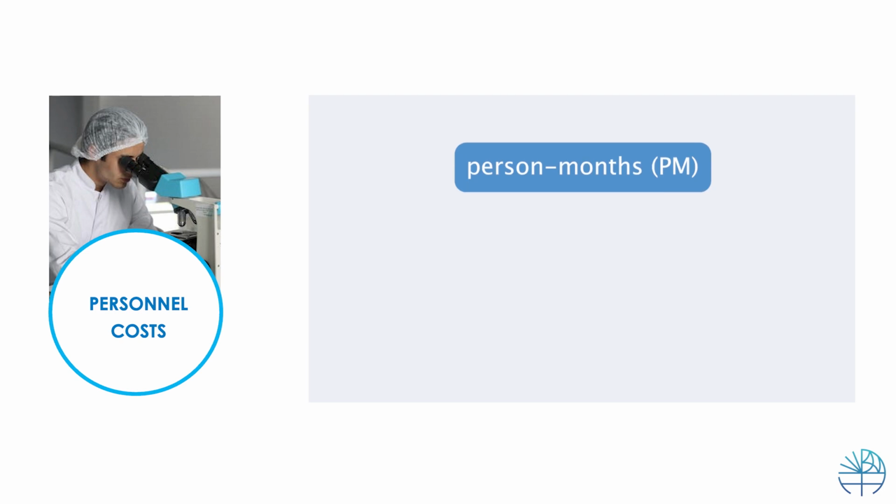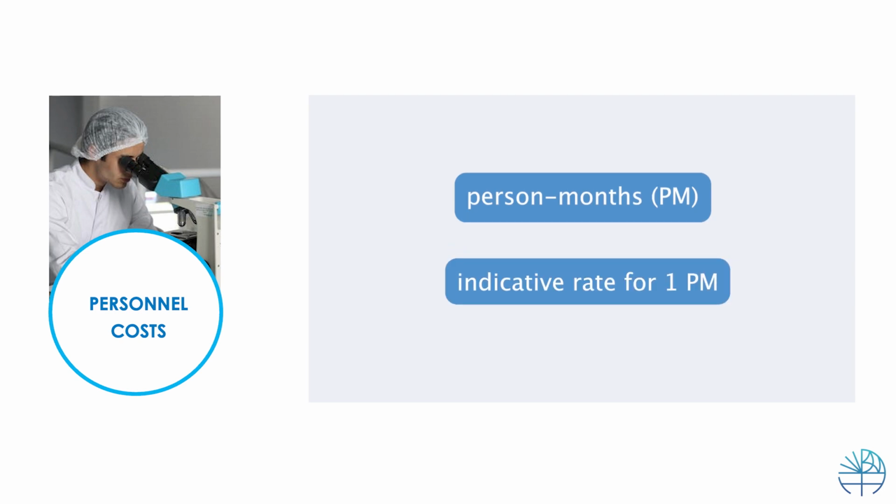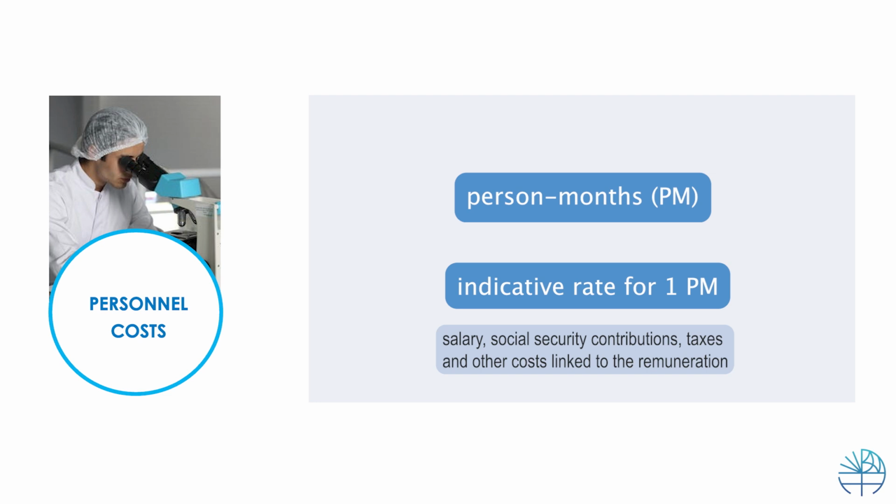To plan personnel costs correctly, two critical pieces of information are essential: the personnel capacity required for project implementation expressed in person months, and the indicative rate of the institution for 1 person month. The indicative rate is based on the financial history of the employee or employee category who will be involved in the project. It includes the salary, Social Security contributions, taxes, and other costs linked to the remuneration.